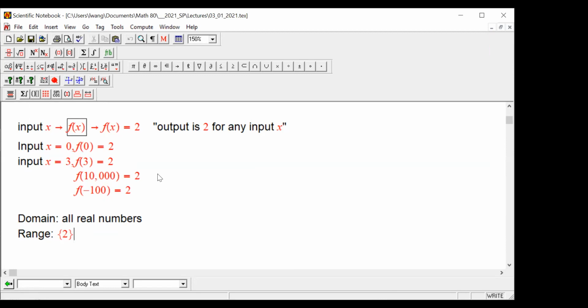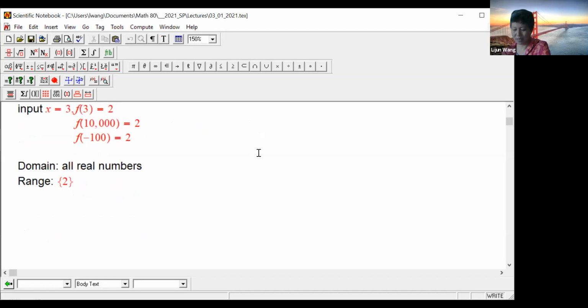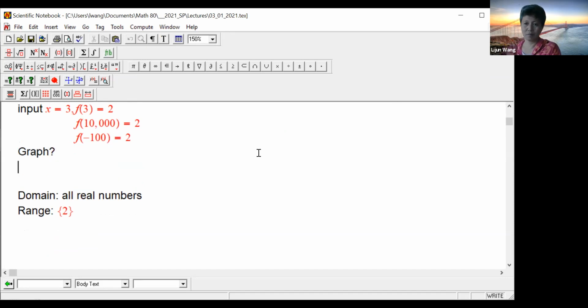Okay, so for input 0, you have 2. For input 3, you have output 2. For input 10,000, you have output 2. For input -100, you have output 2. What does it make as a picture, as a graph? Okay, how do we make the graph? This is how we make the graph.